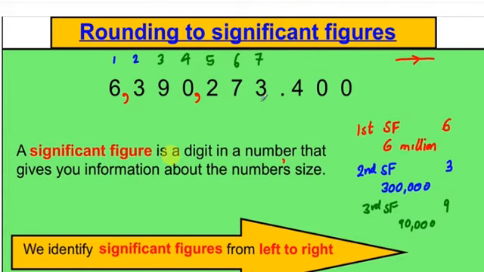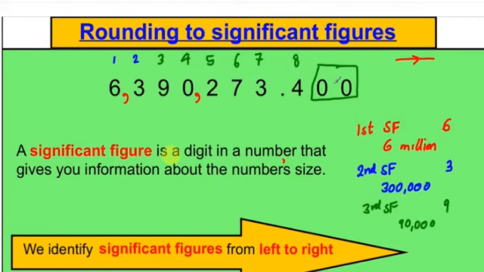The fifth is 2, which shows that there is a 200. The sixth is 7, showing that there are 7 tens. And the seventh is 3, showing that there are 3 ones. And the eighth is 4, showing that there are 4 tenths. Those 2 zeros are actually insignificant figures.